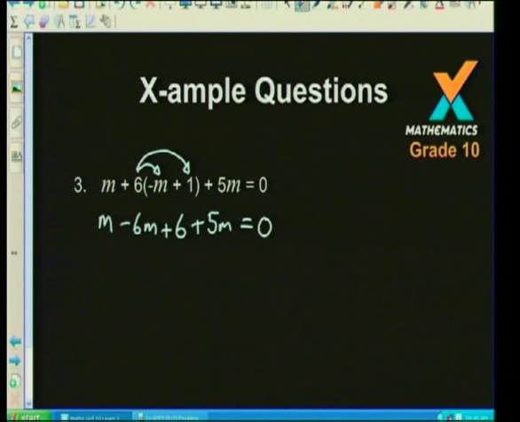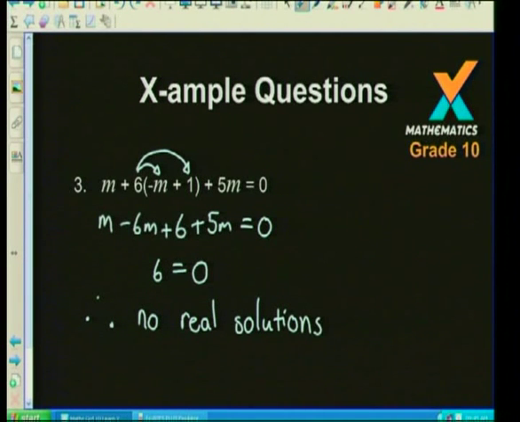Now that we've multiplied out our brackets, we can now add our like terms. So I've got m minus 6m plus 5m. Oh dear. Well, that gives us 6 is equals to 0. Does that work? No, it doesn't. So we say, therefore, there are no real solutions. There is no way that 6 will ever equal 0.